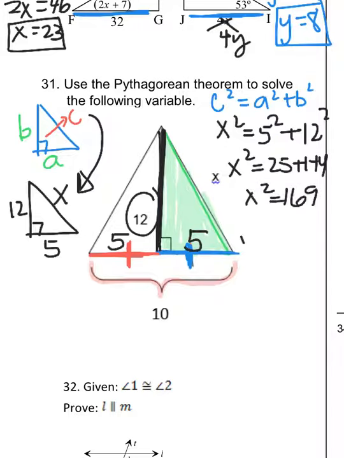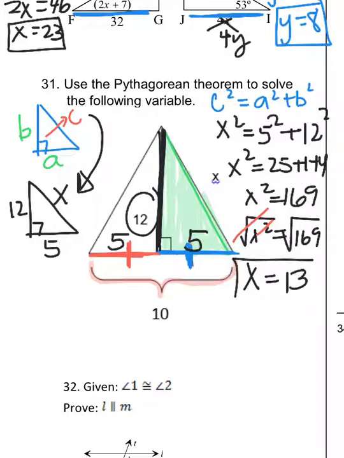The opposite of a square is a square root, so I need to do that to both sides. So x squared equals 169. The square root and the square will cancel, leaving me with x. And the square root of 169 on your calculator is 13. So we have found x.